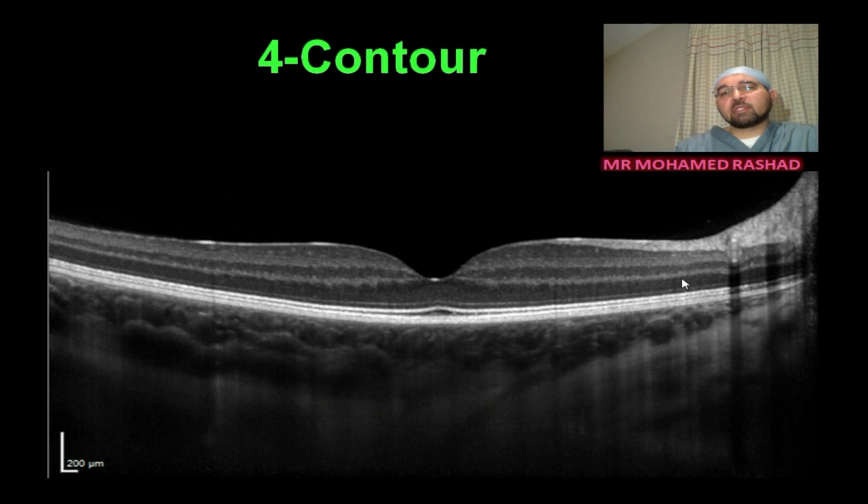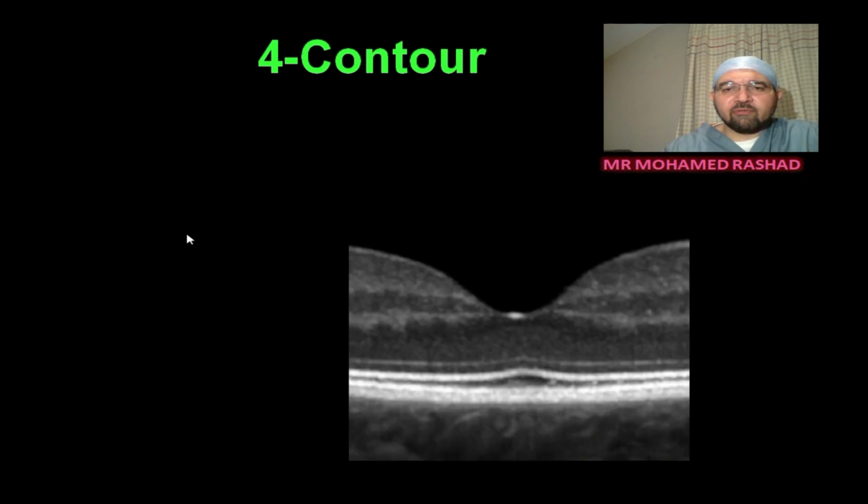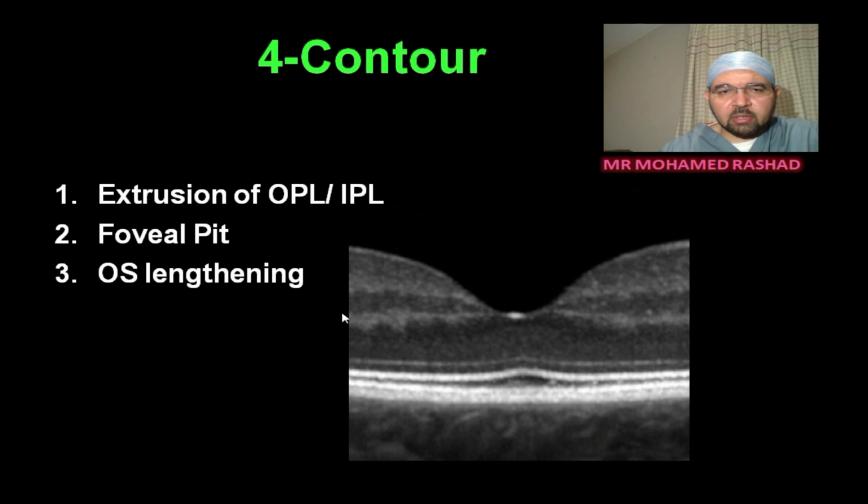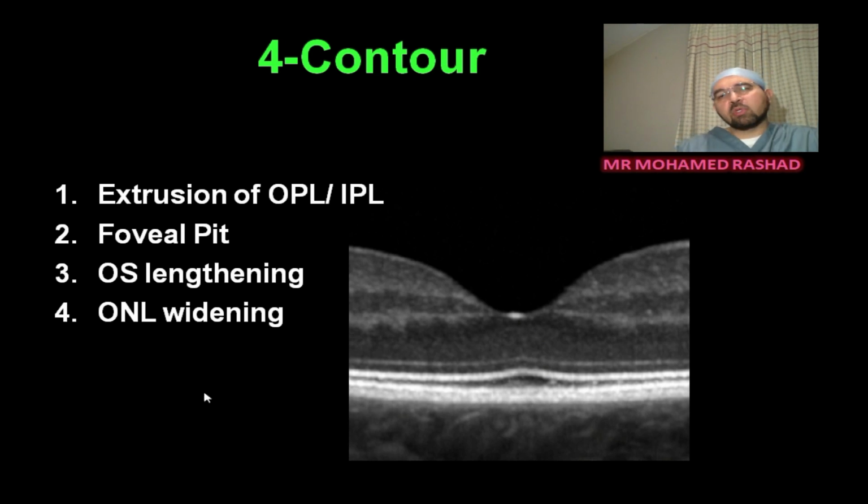The fourth step in our interpretation is to see the contour of the retina with the foveal dip here. In the foveal dip, you can find that there is extrusion of the outer plexiform and inner plexiform layers. You can find this foveal pit here, the lengthening of the outer segments of the cones here, and the widening of the outer nuclear layer. So these four characteristics are very important to identify the normal and the abnormal fovea.